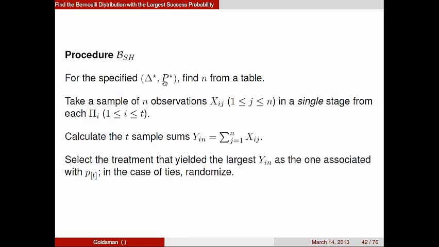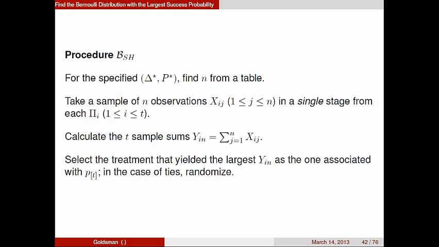I specify delta star and P star just like before. I go to the table. I'll show you what it looks like in a minute. And then it says, take 15 observations from each of your cancer drugs. So suppose I have 5 drugs that I'm comparing. I take 15 observations from each, 75 in total, and I look at the drugs and whatever their cure rate is for each one.